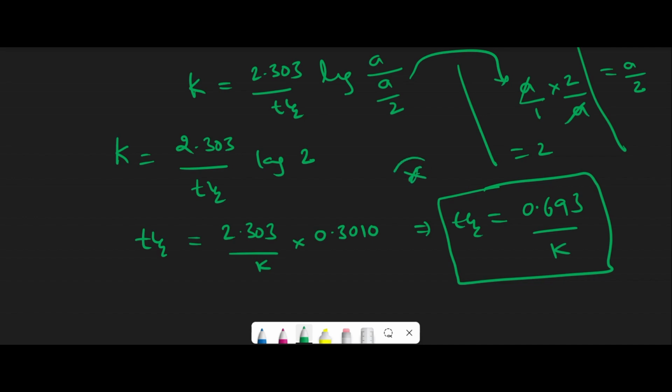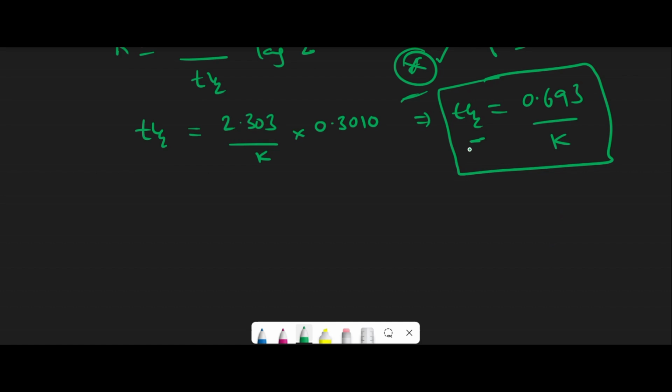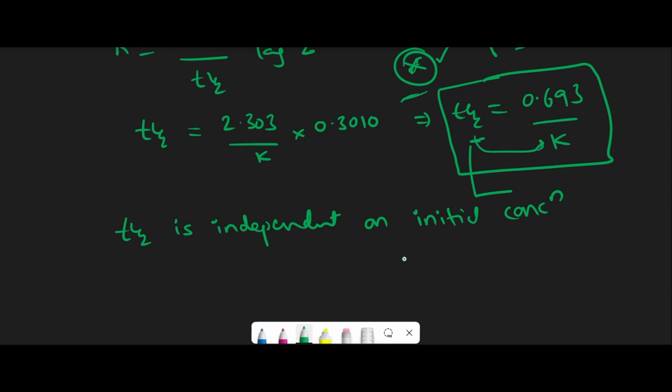This will be the first order half life. The first order half life is 0.693 by k. That means half life is independent of initial concentration, but it is inversely proportional to k. Very important point here: t half does not depend on the initial concentration.